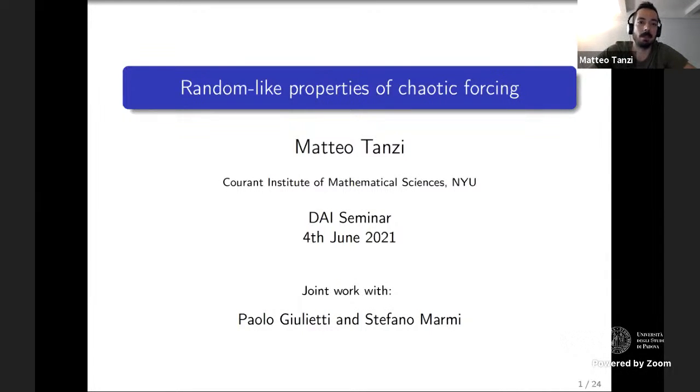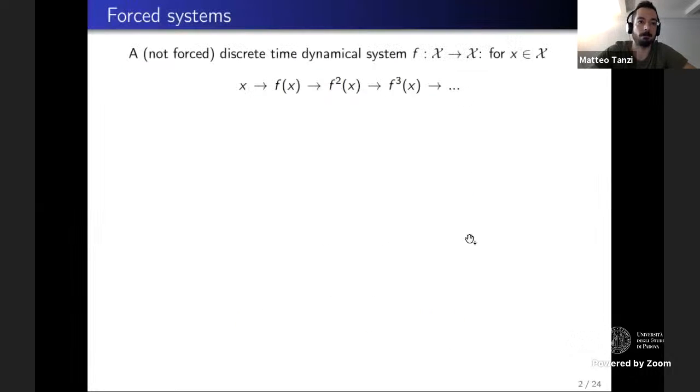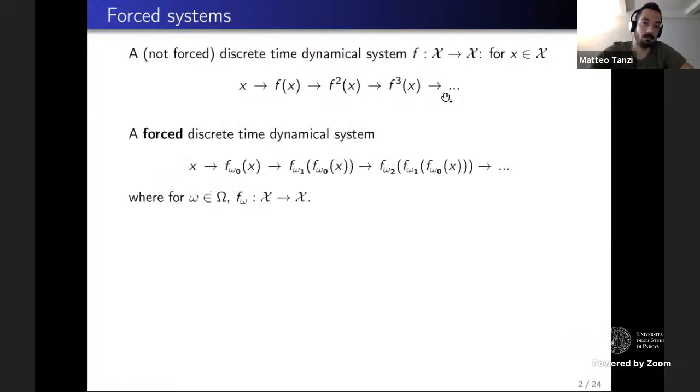Let me start by saying what I mean by forcing, what I mean by forced system, and what I mean also by random-like properties. When we have a discrete time dynamical system, what we usually study is a map f from a phase space chi, which is a set with some topological or measure theoretical structure. We start from a point x in the space chi, and we apply the map f successively. So we start from x, we have f of x, then two iterates of the map f, and then three iterates, and so on. This is the usual discrete dynamics.